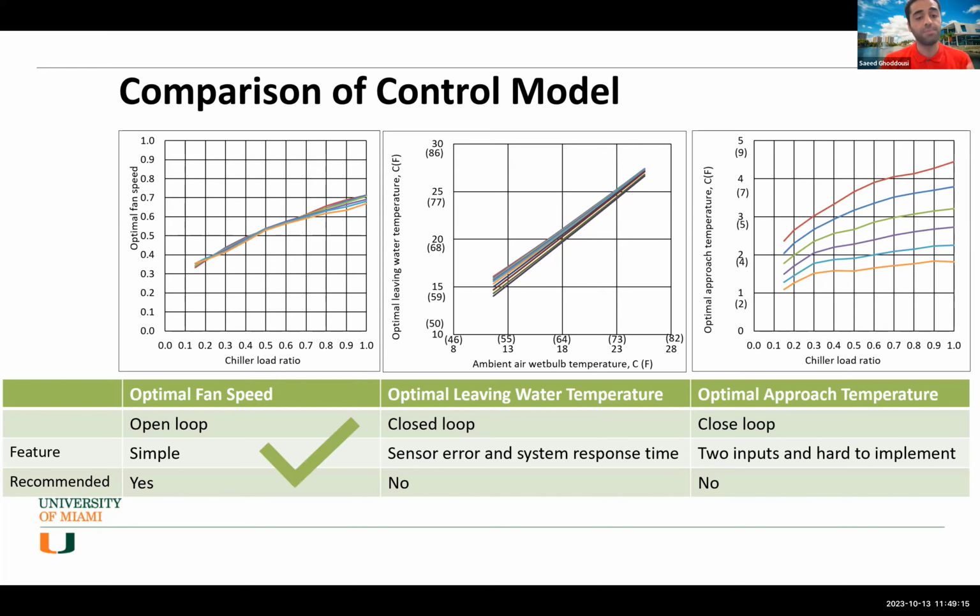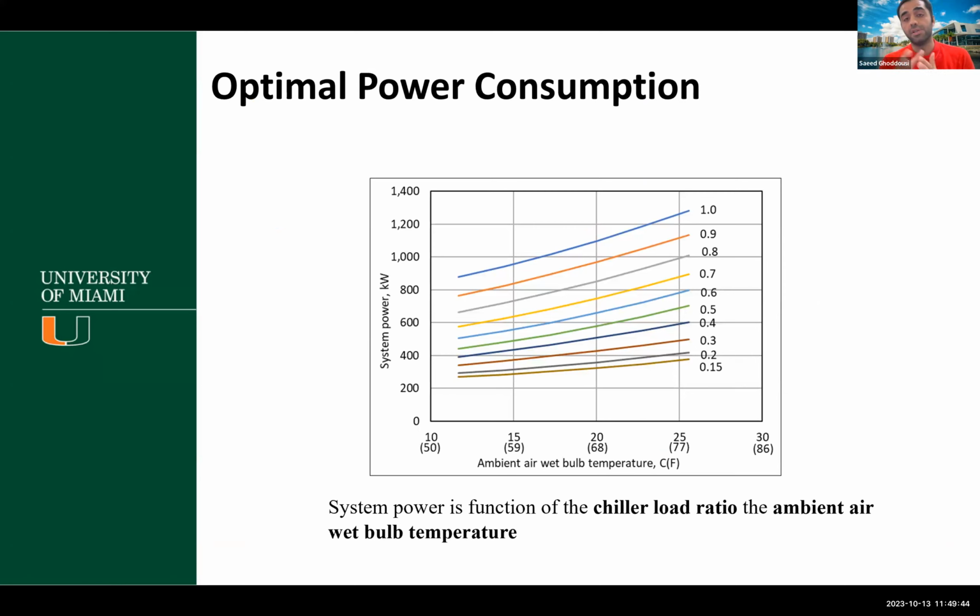Finally, we can say that optimal fan speed is the recommended approach to control the cooling tower fan speed to minimize the total cooling system power input. These are dependent on each other, because when we are changing the fan speed, we are changing the leaving water temperature, and we are changing the approach temperature. These three are other optimals, and they are dependent.